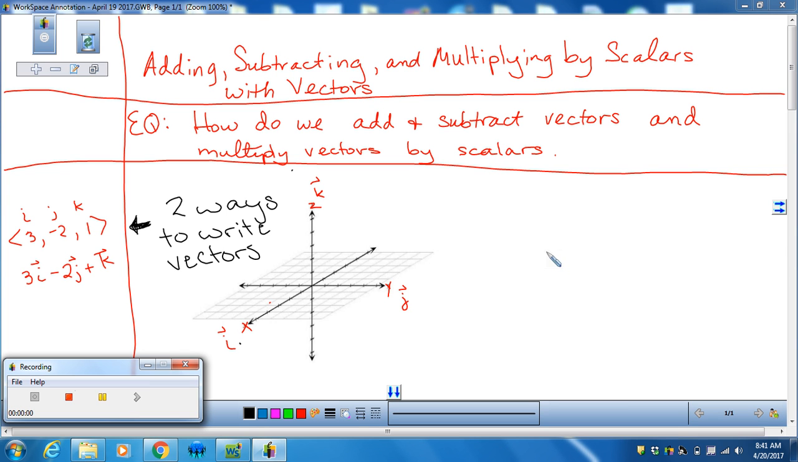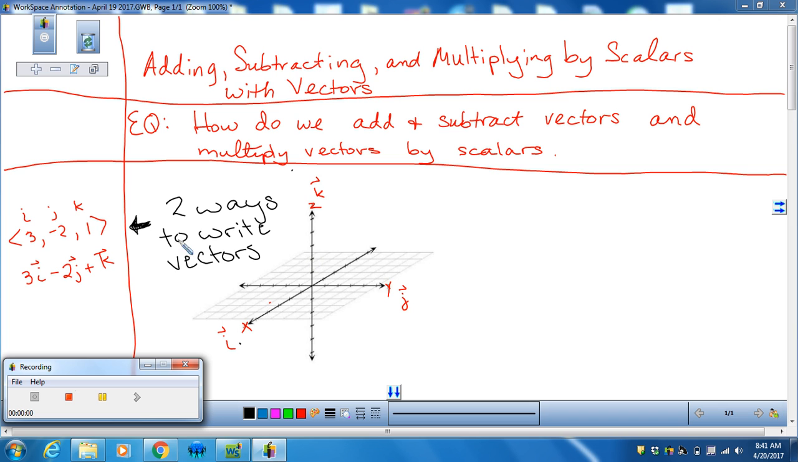Hi, ladies and gentlemen. Today we are going to be taking notes on adding and subtracting vectors, as well as multiplying vectors by scalars. So our essential question today is, how do we add and subtract vectors, and how do we multiply vectors by scalars? Before we can do either of those things, we have to learn how to write a vector.